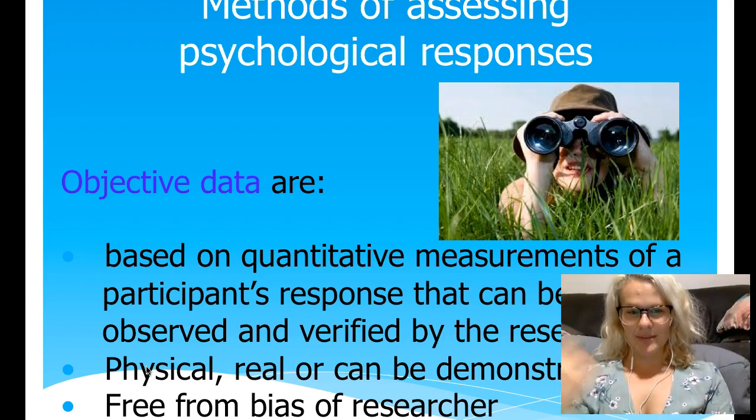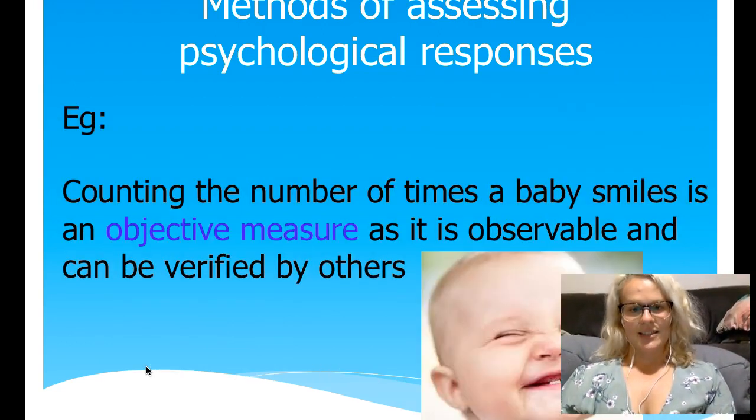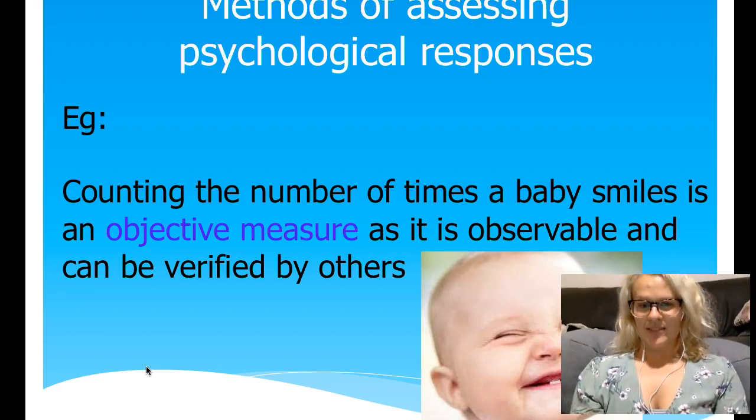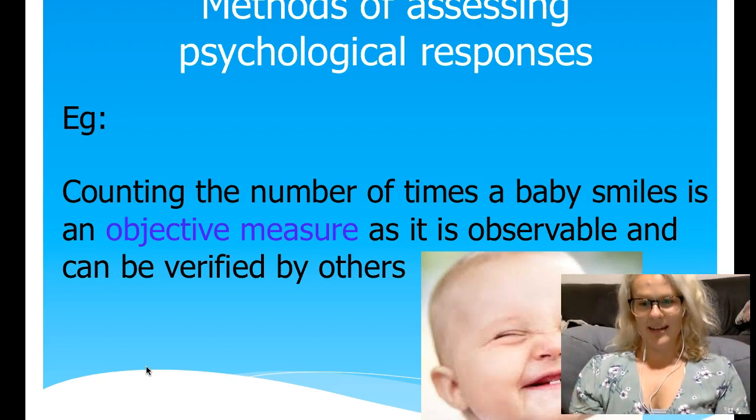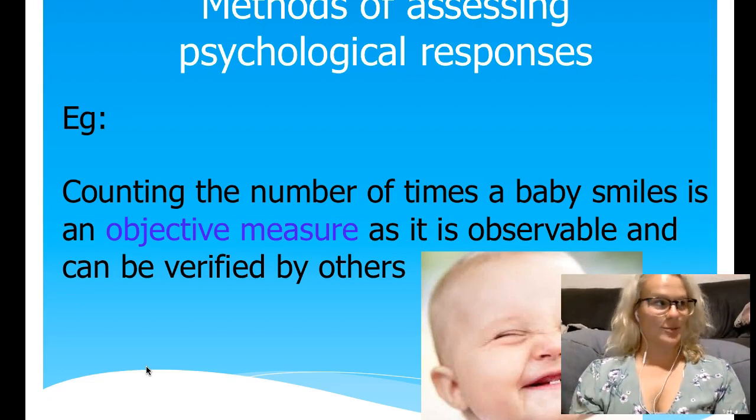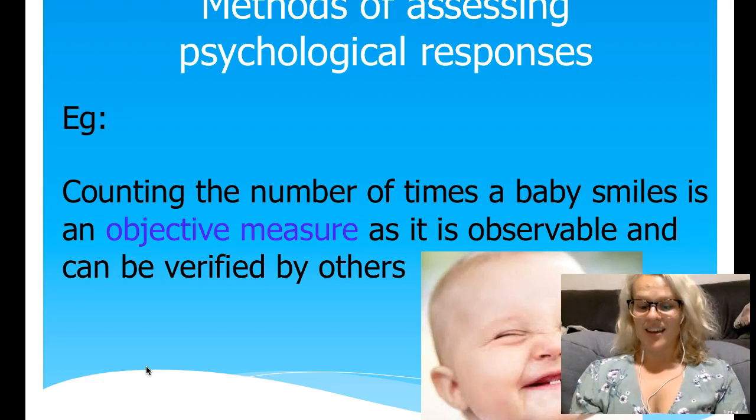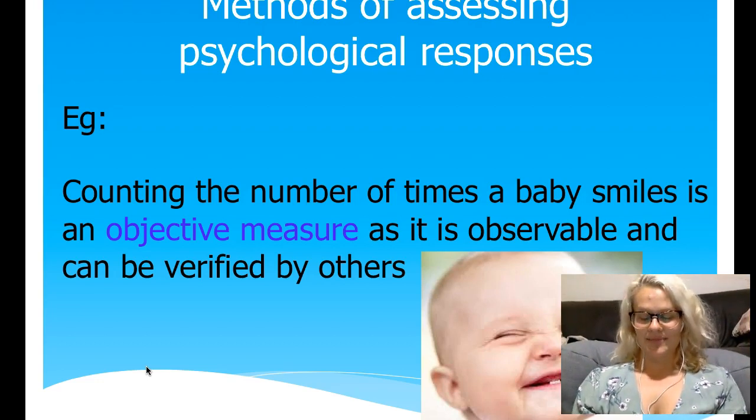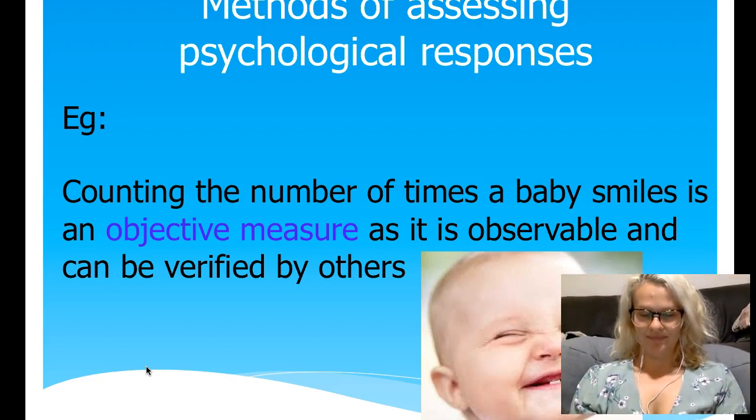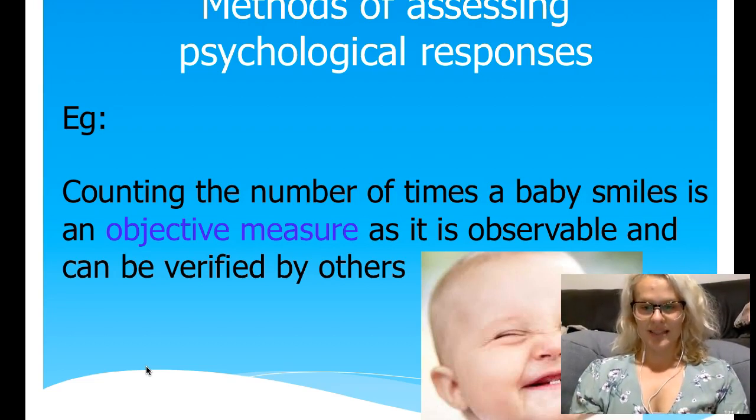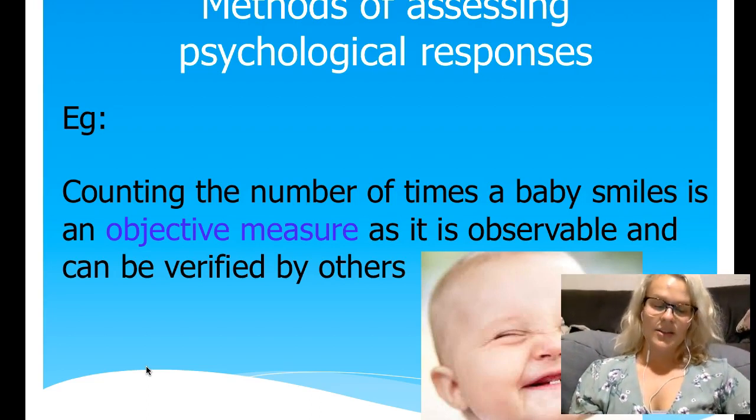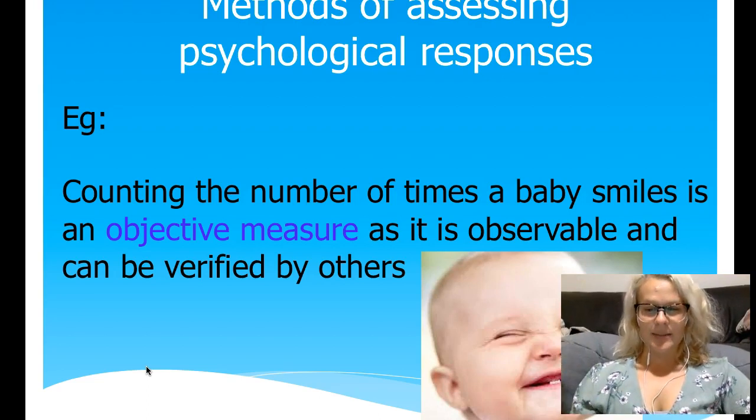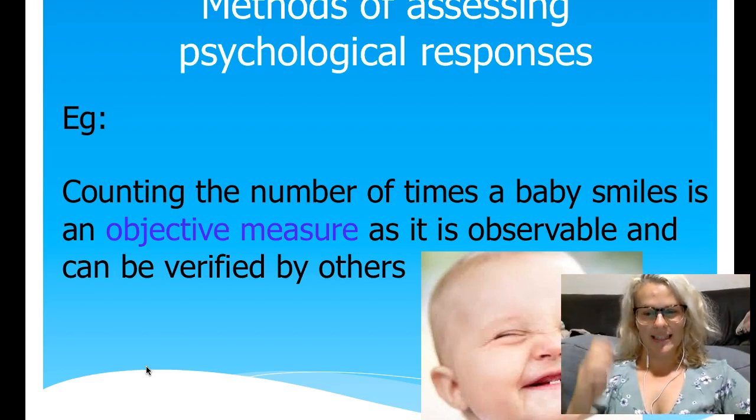It's observable, objective, observable. So counting the amount of times a baby smiles is objective, it's observable, it can be verified by others. It's not necessarily a smile, it could be them just having gas, but that could be a disadvantage of that. So objective is something that the participant doesn't have to do themselves, and that's an easier way to remember it. So objective, observable, the participant doesn't actually have to do anything.